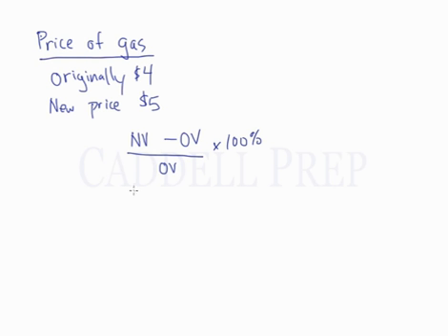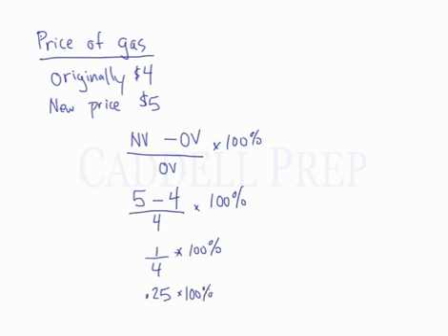So we have the new value, which is 5, minus the original value, 4, divided by the original value, which is 4, times 100%. 5 minus 4 is 1, so we have 1 over 4 times 100%. 1 divided by 4 is 0.25 times 100%. And if we multiply that, we'll get 25%.